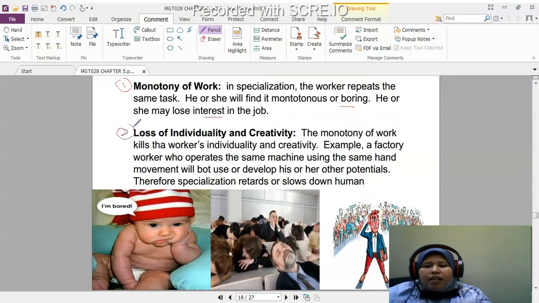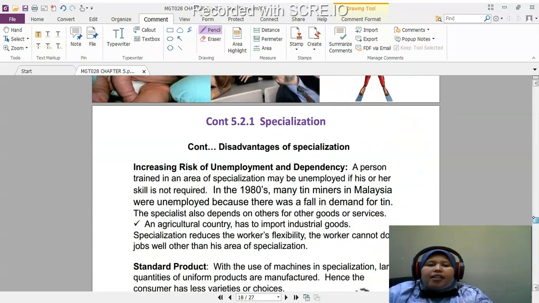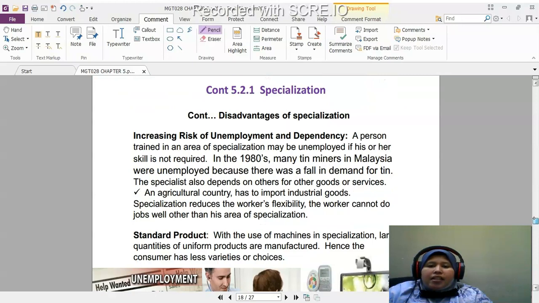Okay, second one, loss of individuality and creativity. So bila kita buat perkara yang sama je, ataupun mesin tu biasanya dia akan buat perkara yang sama saja kan. So tidak boleh create ataupun tidak boleh increase the creativity. So disadvantages of the specialization. Orang akan jadi boring, nanti dia tidak akan encourage for the creativity.